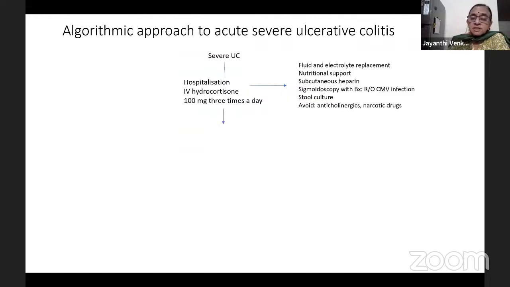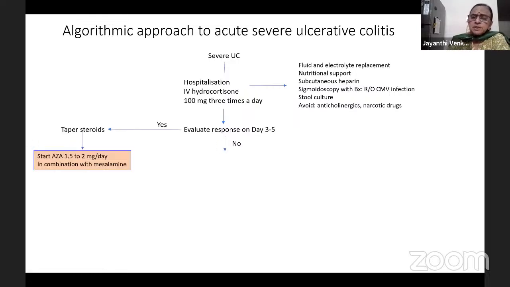Those with severe ulcerative colitis will require hospitalization, and they will require IV hydrocortisone given at 100 milligrams 3 times a day. And one would look for a response on day 3 to 5. During this period of time, all the other supportive management would be looked after. There will also be a minimal sigmoidoscopy to exclude a CMV infection. Stool cultures would be done. And one would always avoid anticholinergic or narcotic drugs.